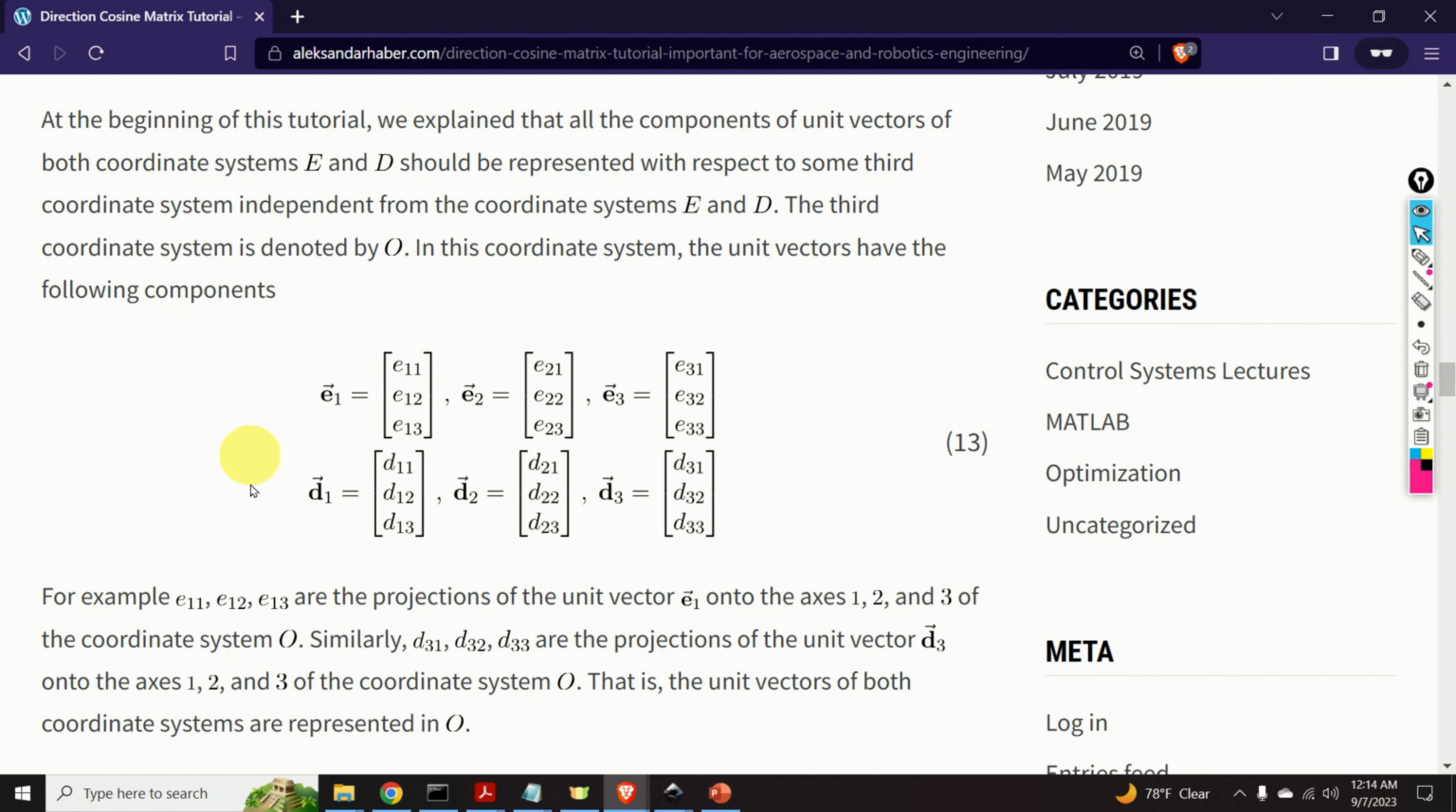Here, it's very important to properly understand these projections. The unit vectors of both coordinate systems E and D are represented in the same basis. For example, let this coordinate system be our coordinate system O. And let O1, O2, and O3 be the unit vectors of this coordinate system. Now, let this be E1, and let this be D2.